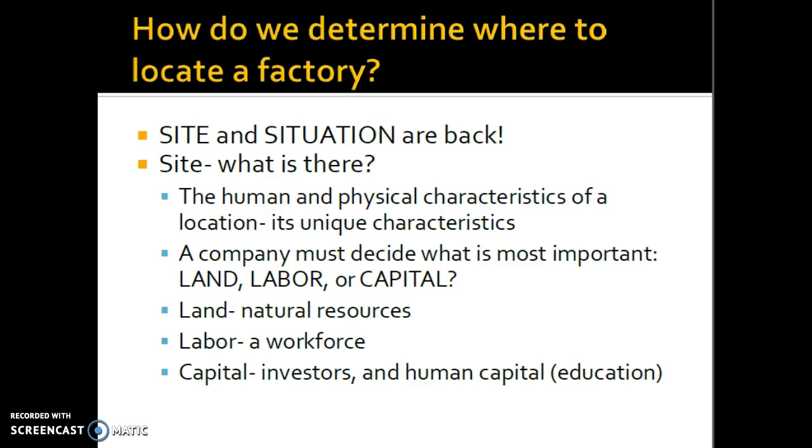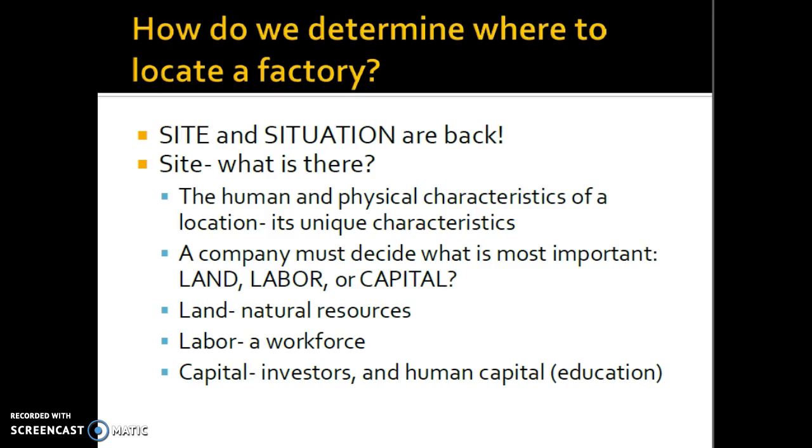So by the time we get done watching this, I want you to answer the question at the top using Weber's model. How do we determine where to locate a factory? A couple of terms we've seen before, site and situation, so let's revisit these. Site is the human and physical characteristics of a location. In the context of industry, we're worried about land, labor, and capital.